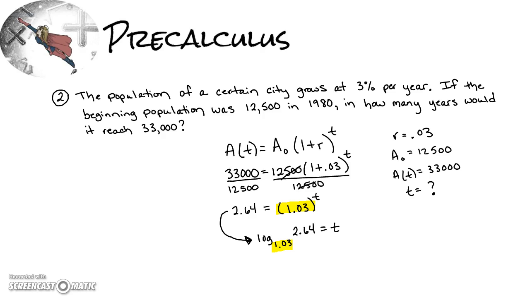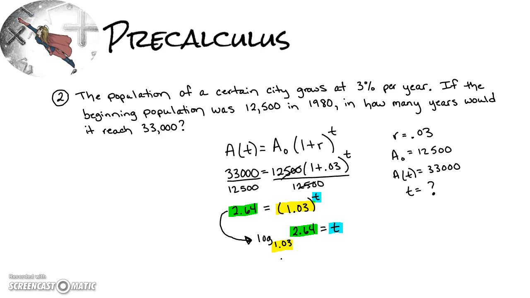And then the number on the other side of the equals, the 2.64, that is the argument of the logarithm. And finally, the exponent, so this t right here, is always what gets isolated. It's always alone. That's why using a logarithm is necessary and helpful, because it isolates the exponent and solves for it. So now I'll just do this logarithm in my calculator.